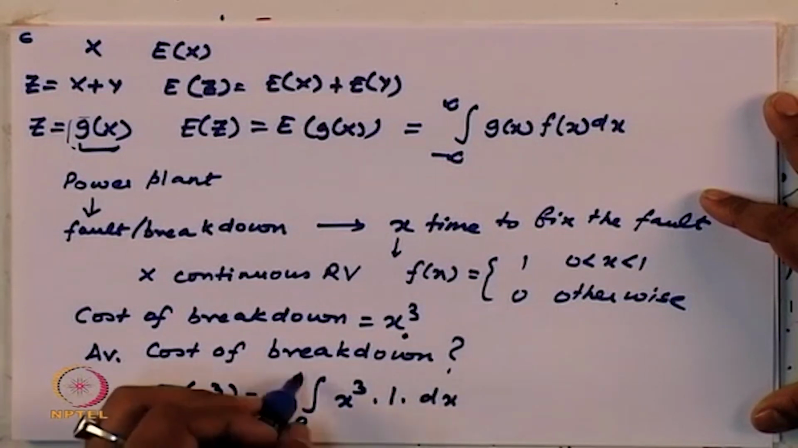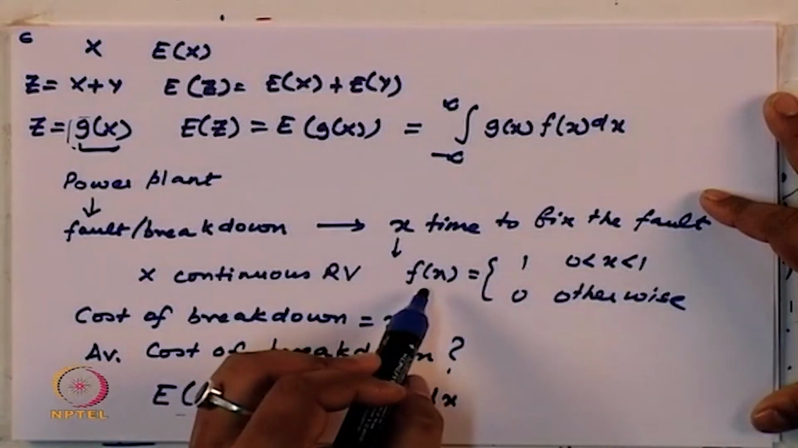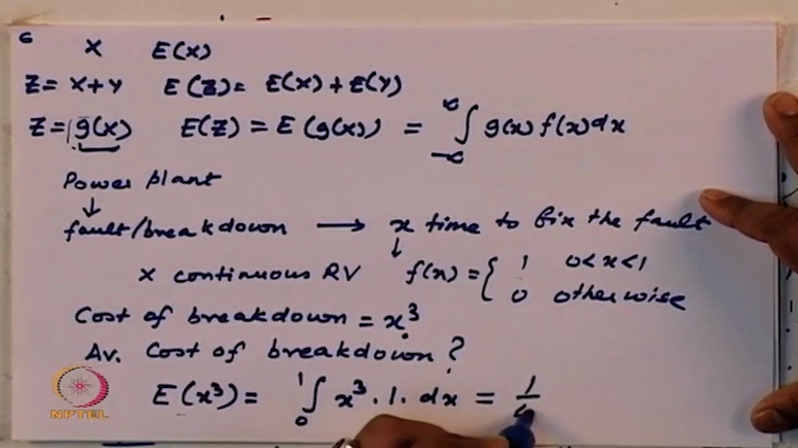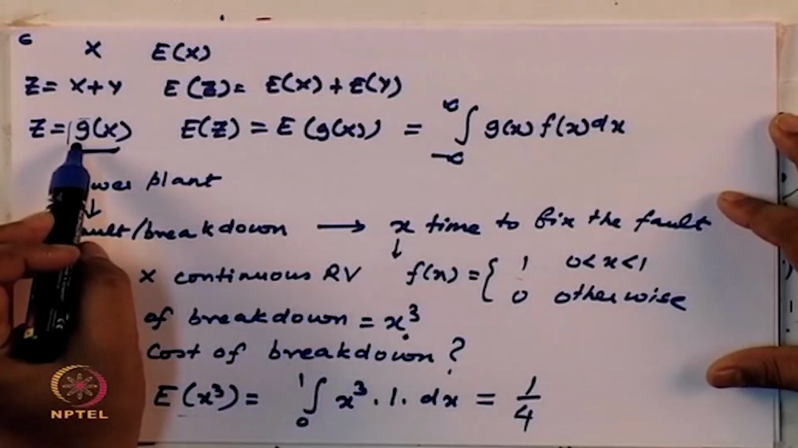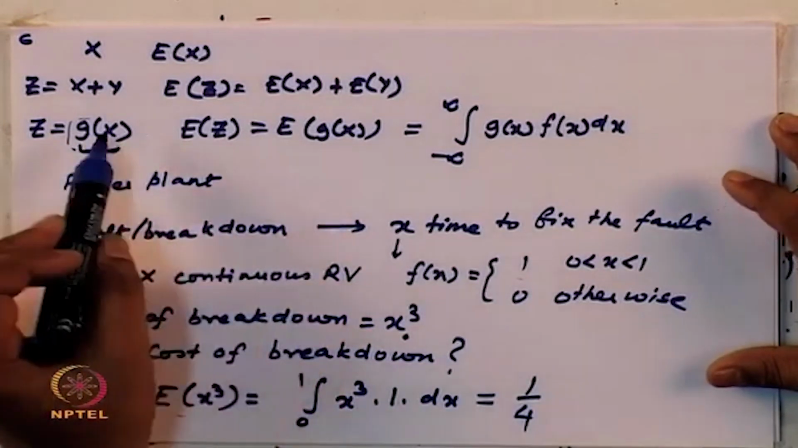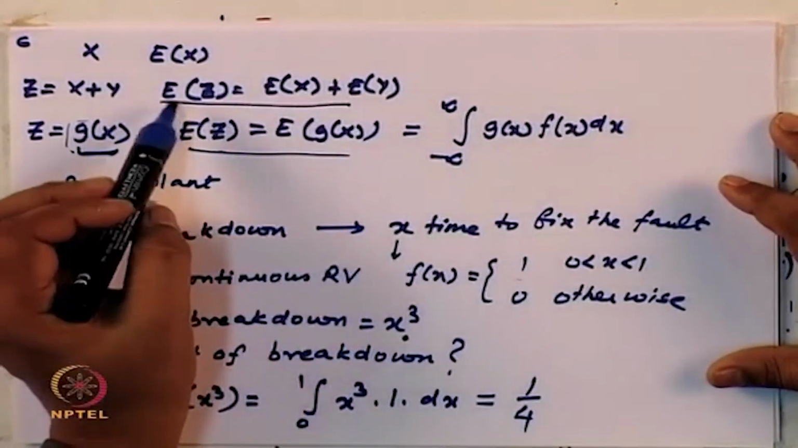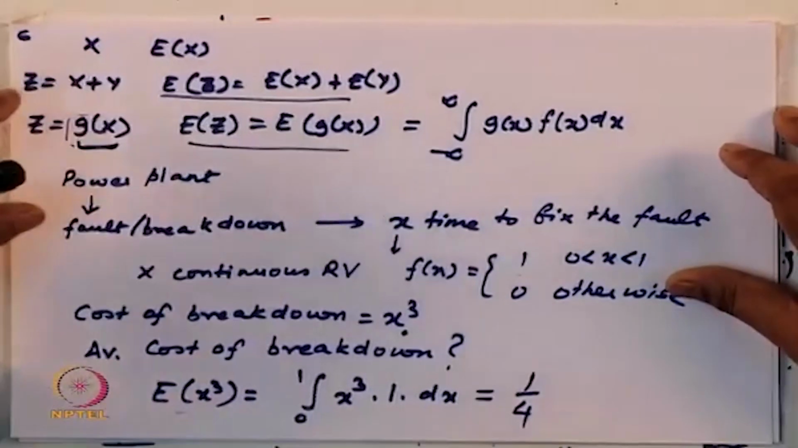Why do we have only the limit 0 to 1? Because this is the only place where your probability density, the PDF, has some value. So this is nothing but 1/4. This is how you can define new functions, and if the underlying probability distribution is the same, you can find the expectation of this new function which is derived from other random variables.